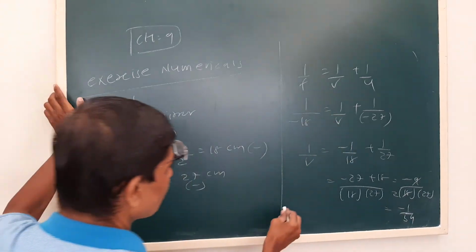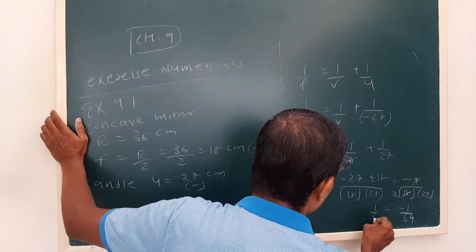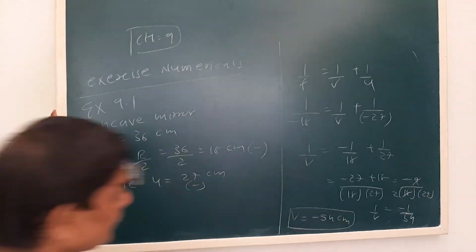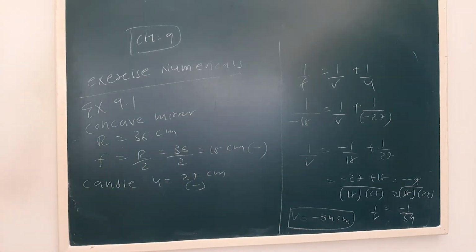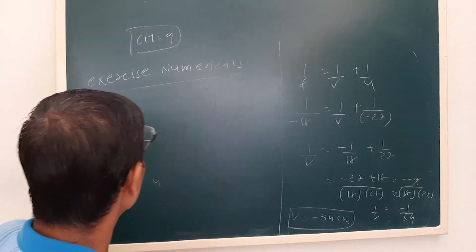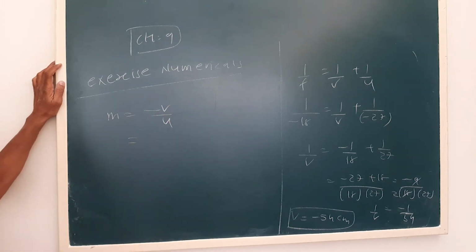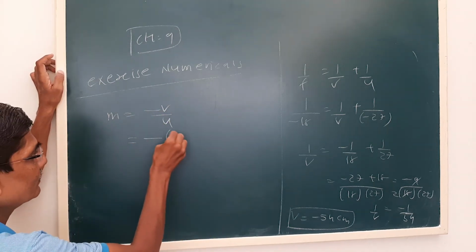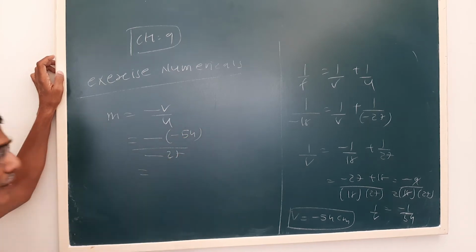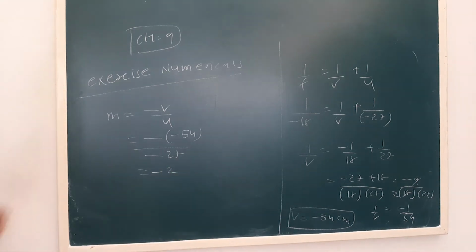Okay, so one upon image distance is one upon v. v is minus 54 centimeter. This is how we can obtain the image distance. Now see the magnification. See the formula of magnification: m is equal to minus v by u. For a concave mirror, v we have obtained negative, u is always negative. See, there are three negative signs. So magnification is minus 2.